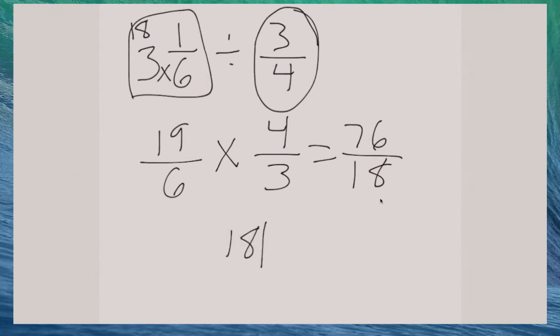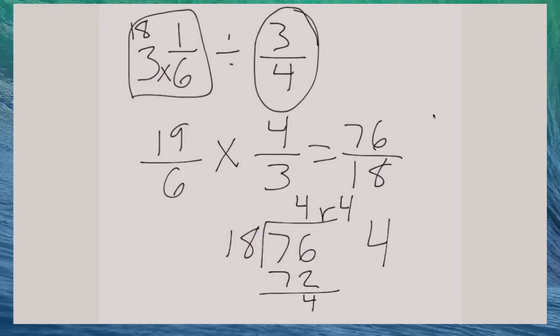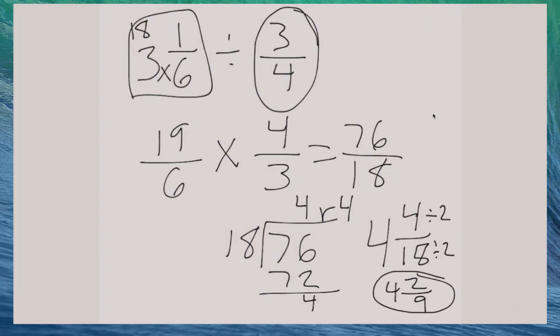So 18 into 76. 18 goes into 76 4 times, which gets me 72. If I subtract, I have 4 left over, which gets me a mixed number of 4 and 4/18. Now I've got to check my fraction to make sure it's in simplest form. I notice that both of these are even. That means they have a common factor of 2. If I divide each by 2, I get a new fraction of 2/9. And my final answer is 4 2/9.